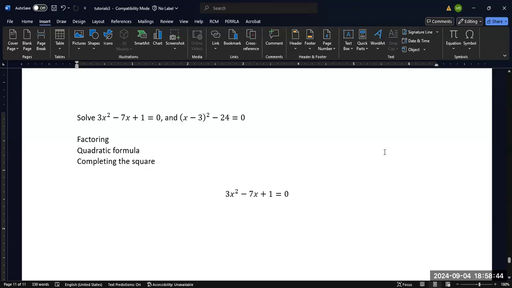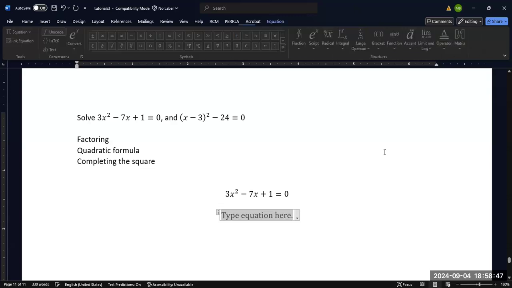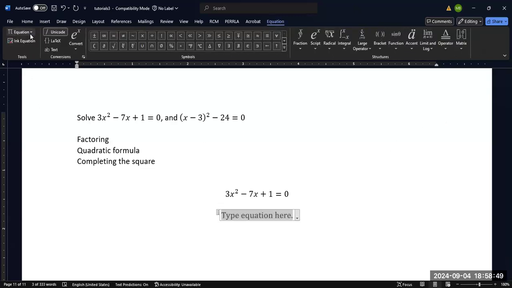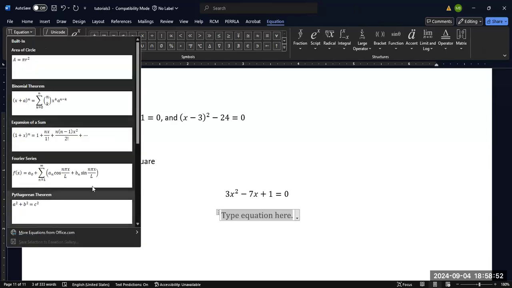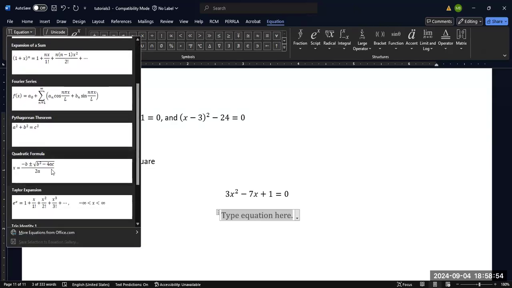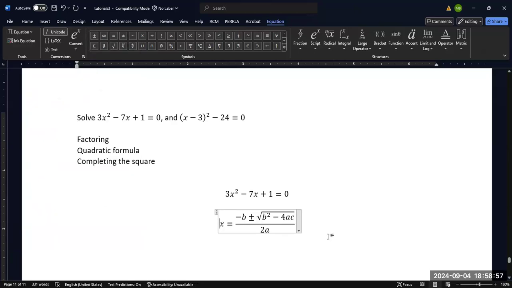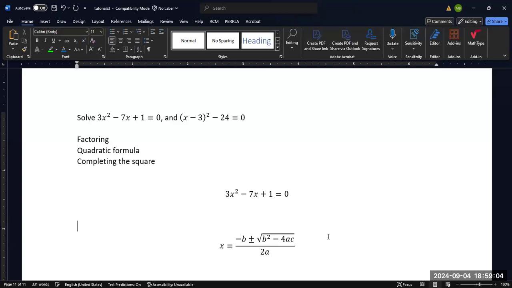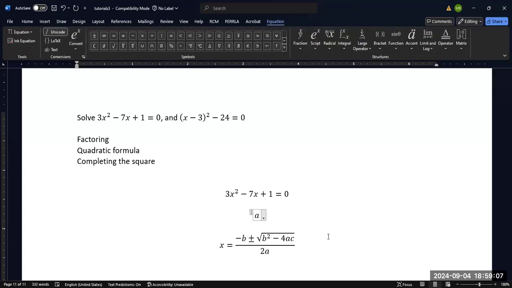Now, the quadratic formula is messy, but it will get us past this inability to factor. Now, recall that the quadratic formula is going to apply to a problem that is in the form ax squared plus bx plus c equals 0. And that's what we have here, where a is going to be 3, b is going to be -7. The sign goes with the b, and then c is 1.